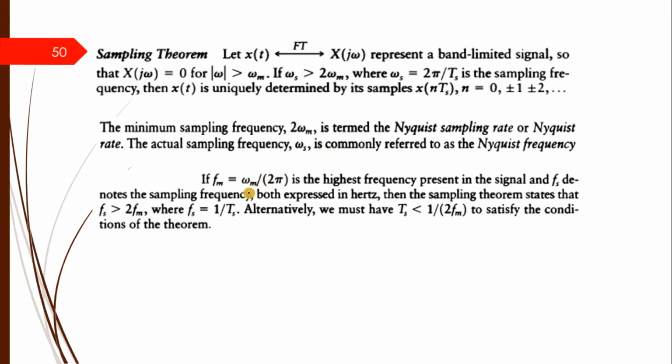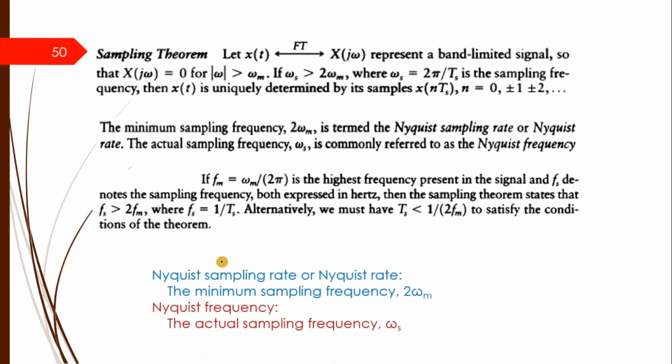Remember, if Fm is equal to omega m divided by 2 pi is the highest frequency present in the signal, and Fs denotes the sampling frequency, both expressed in hertz, then the sampling theorem states that Fs should be greater than 2 Fm, where Fs is 1 by Ts. Alternatively, we can also write it as Ts less than 1 by 2 Fm to satisfy the conditions of the theorem. So Nyquist sampling rate or Nyquist rate is nothing but the minimum sampling frequency, 2 omega m, and Nyquist frequency is the actual sampling frequency.